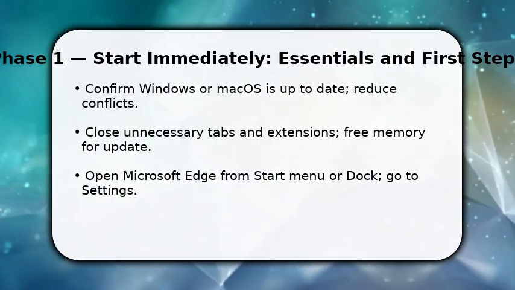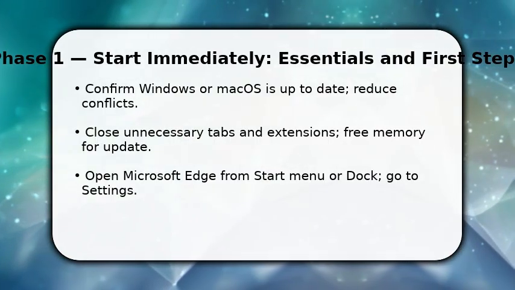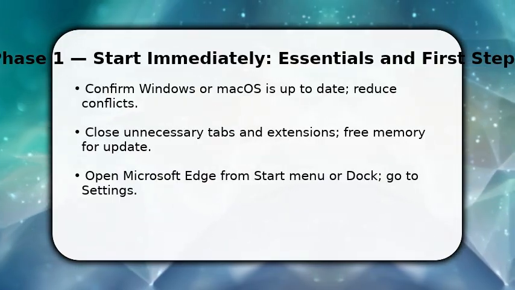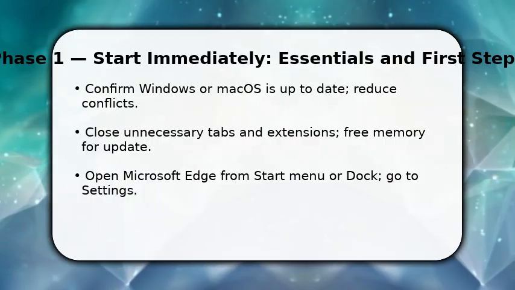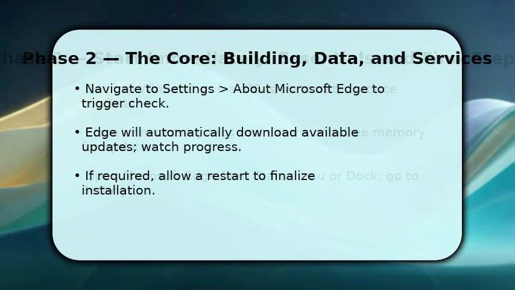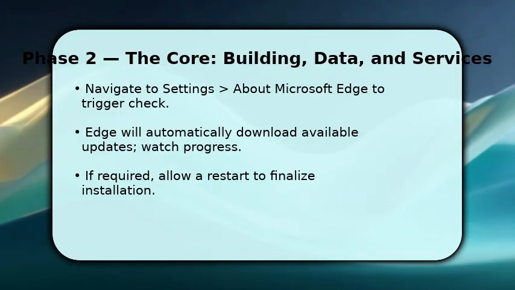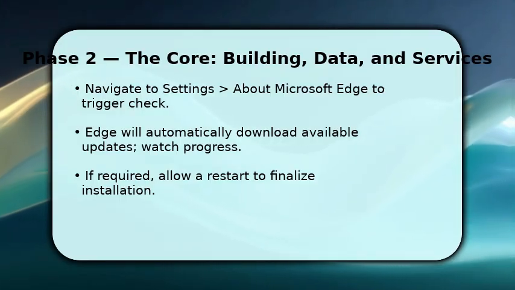Now, open Microsoft Edge from the Start menu or dock, click the three-dot menu at top right, and choose Settings. This first actionable move puts you directly into the browser controls where updates are managed and verified. You go to Settings, then About Microsoft Edge, because that screen forces a version check and reveals the current build.